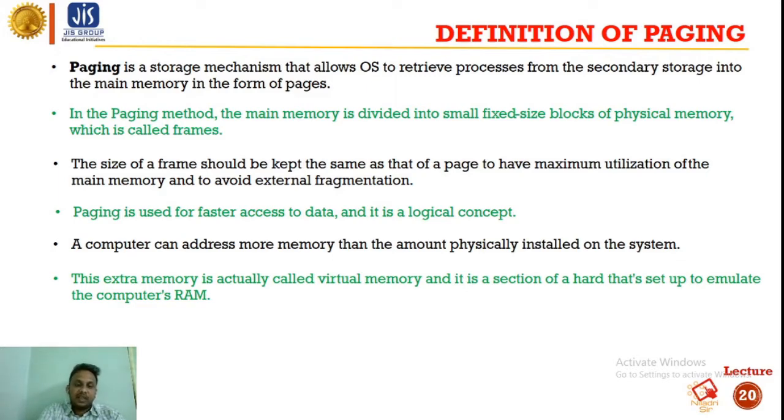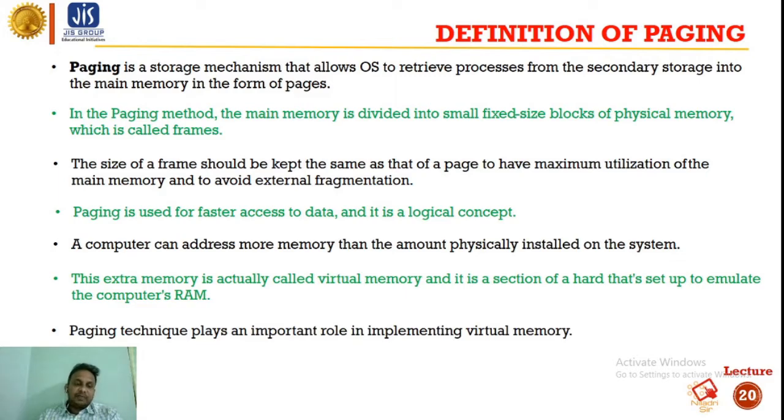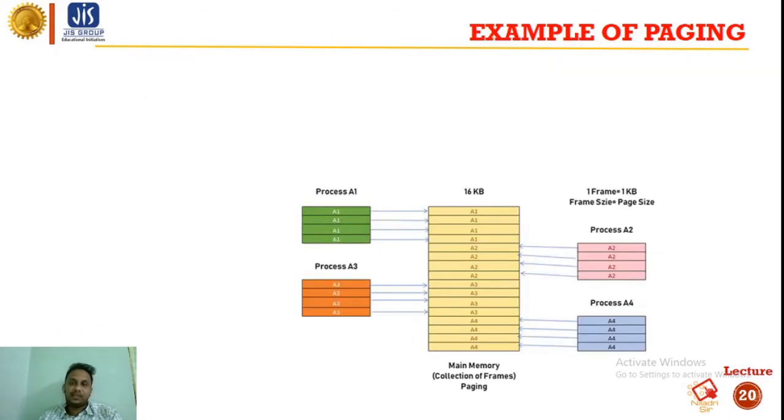Pages of the processes are brought into the main memory only when they are required. Otherwise, they reside in the secondary memory. The paging technique plays an important role in implementing virtual memory. Different operating systems define different frame sizes. The sizes of each frame must be equal, considering the fact that the pages are mapped to the frames. In paging, page size needs to be the same as frame size.